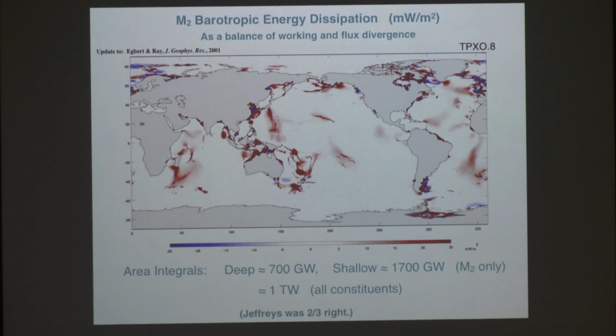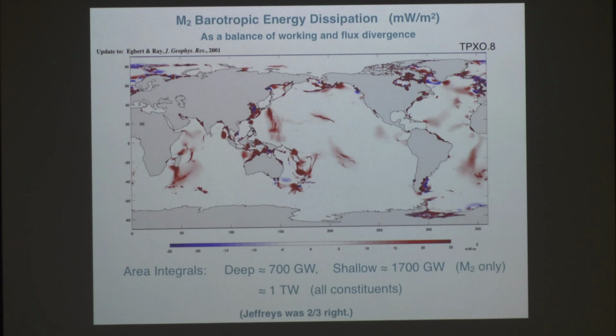If you sum up all these, integrate them all, you get a deep water dissipation of 700 gigawatts and shallow 1,700 gigawatts. This is M2 only. So in the deep, for all constituents, you want to multiply this by 1.5, so that gives you about a terawatt. So most of the dissipation is indeed in the shallow seas.